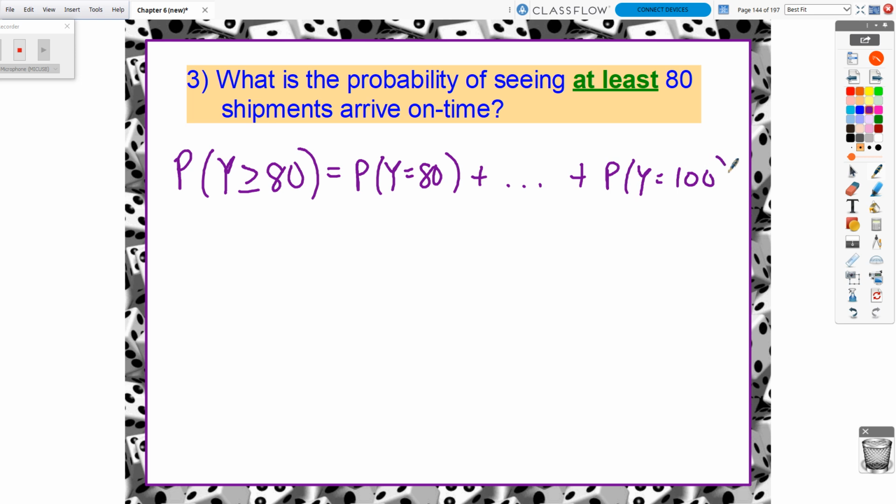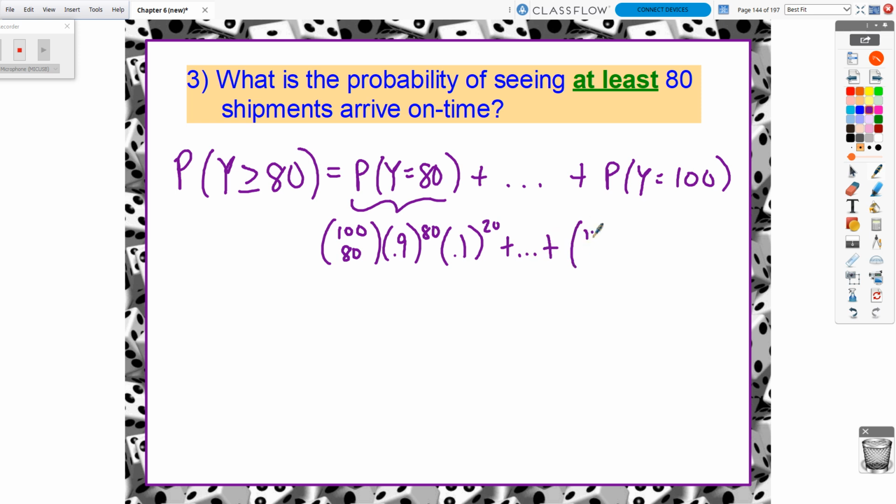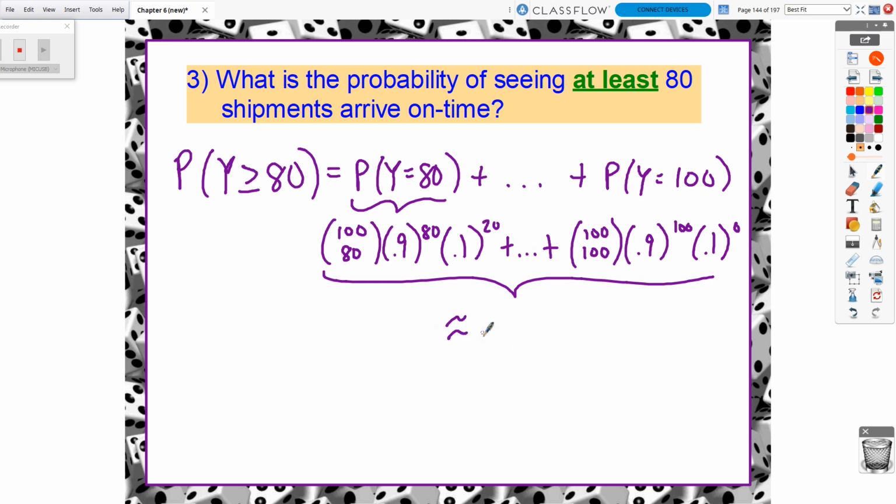All 100 made it. So the 80 situation would be 100 combination 80 times 0.9 to the 80th power times 0.1, and we had 20 leftover scenarios, plus 100 combination 100 times 0.9 to the 100th power times 0.1, and we didn't want any failures. So again, there's a lot of situations here. Not as many as the last one, but still more than what I would really want to type into my calculator. So how does this now work with binomcdf?